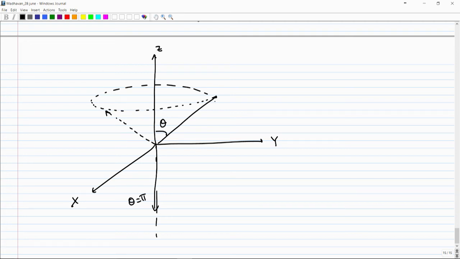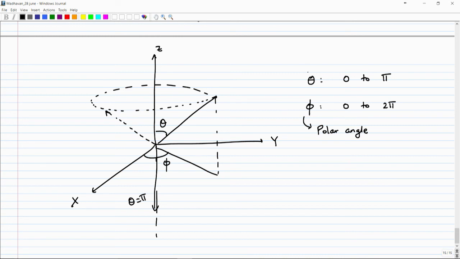Now, what about φ? φ is defined in the xy plane. So this is my φ, and clearly φ can go all the way from 0 to 2π. So therefore, we emphasize that θ goes from 0 to π, φ goes from 0 to 2π. So φ is called the polar angle, θ is called the azimuthal angle.